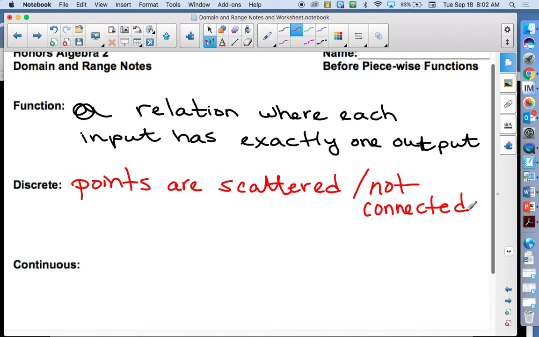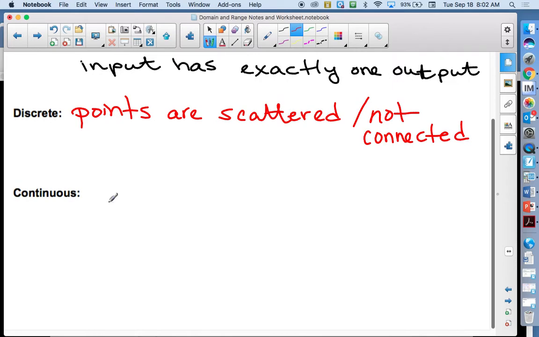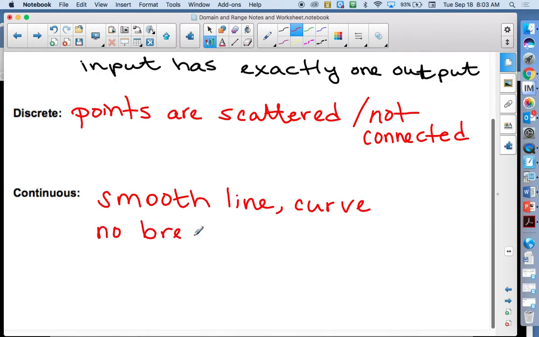That's what discrete means. Discrete is separate. It's not a group of points that are connected together. Therefore, continuous is a smooth line or curve. There are no breaks in that line or curve. That means everything is connected together. One point is connected to the next point, which is connected to the next point.